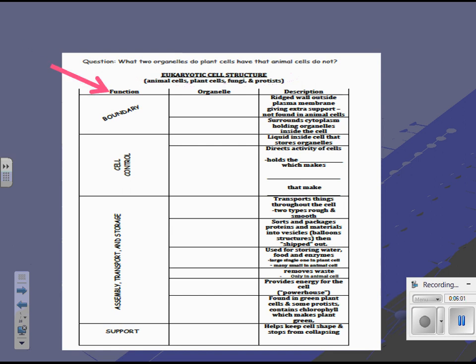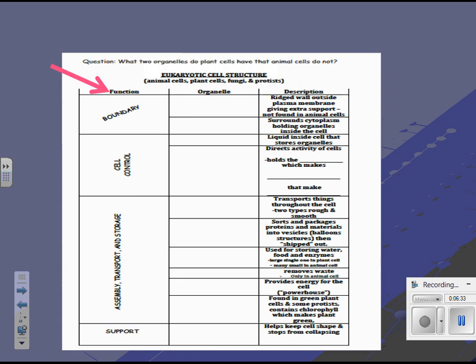Because the cell is like a city or like a body. And it has different functions, different things within the cell that have different functions. And those can be broken down into large categories. Boundary, cell control, assembly, transport and storage, and support. So we broke them down into different functions. So we're going to be looking, when I say look at the function area, notice those boxes are a lot bigger. You're going to look at that area.